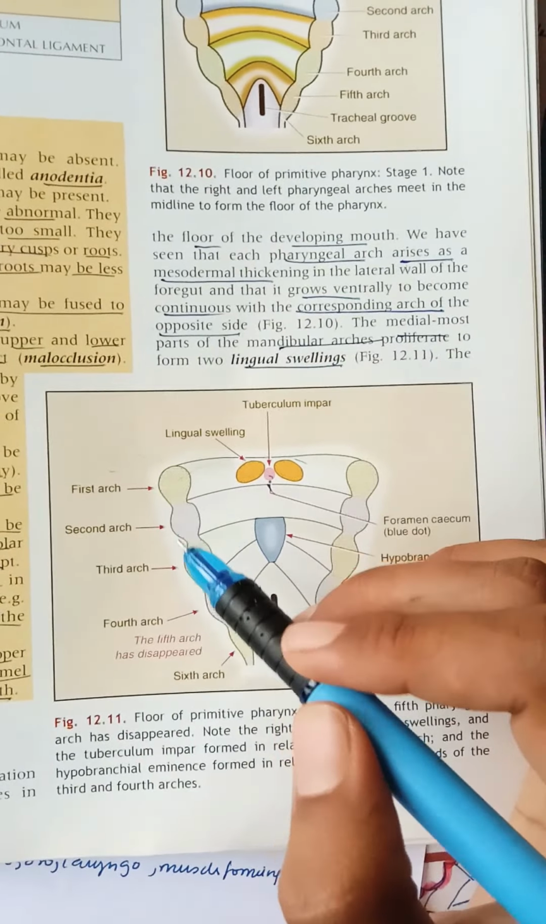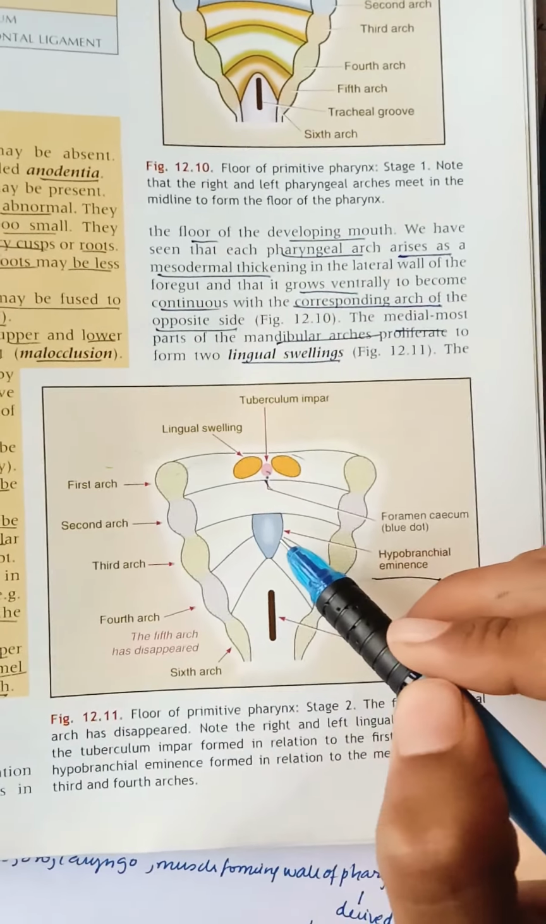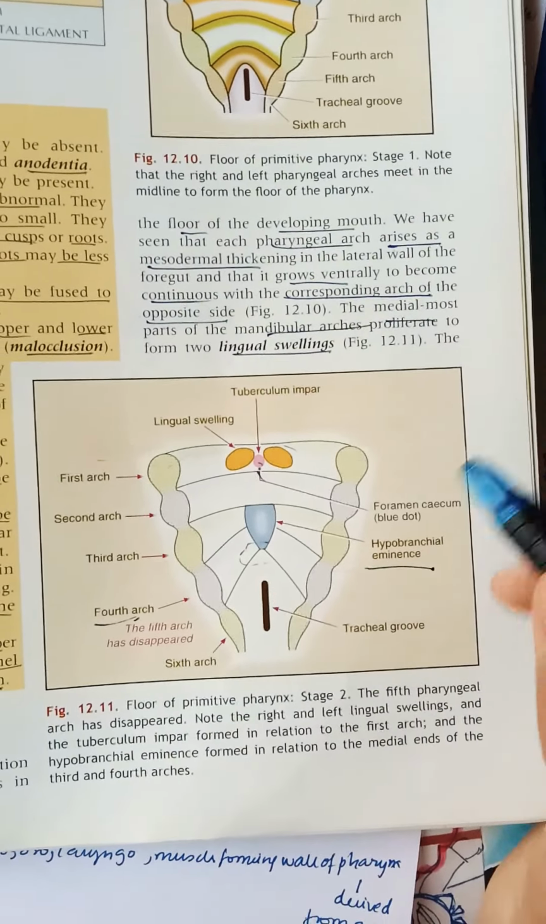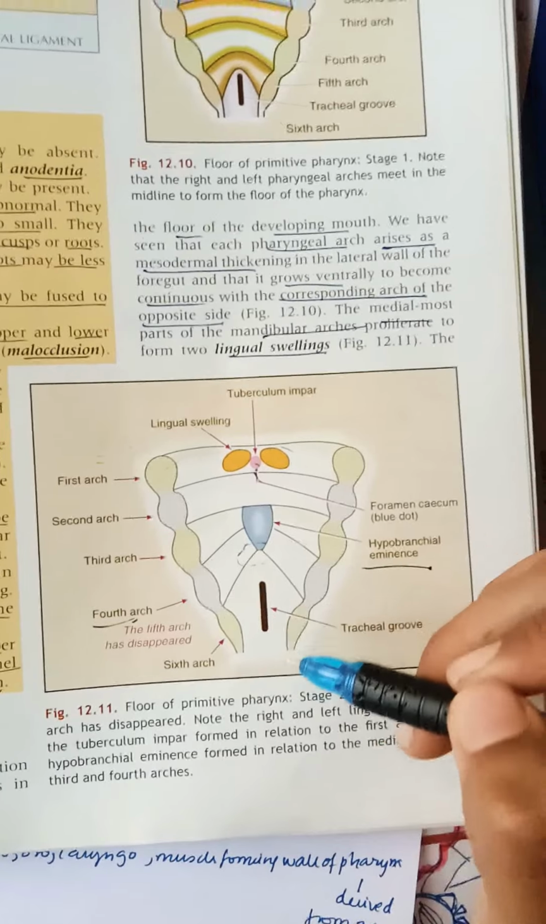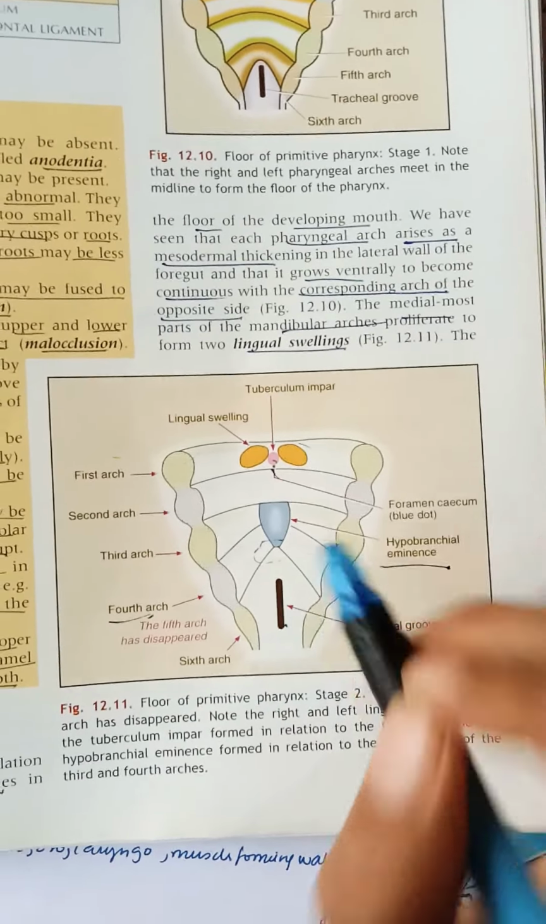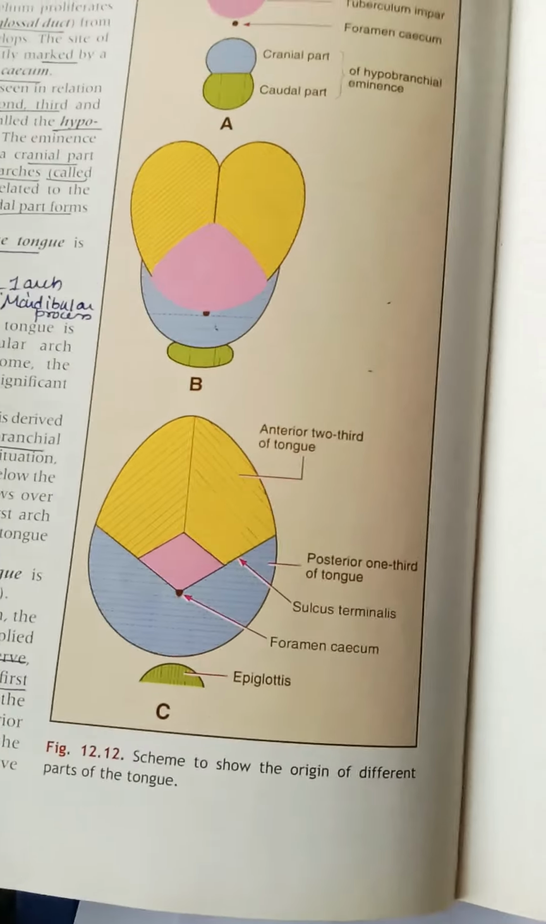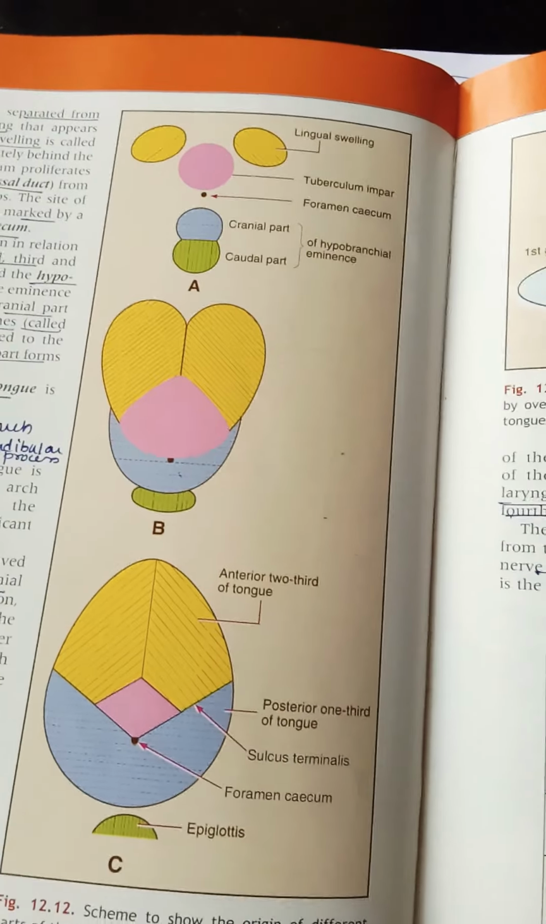and the second and third arches form the cranial part of the hypobranchial eminence, and the fourth arch forms the caudal part of the hypobranchial eminence. And this is the tracheal groove, and this is the sixth arch. The fifth arch has disappeared, we know that. So how is this pharyngeal arch related to the development of the tongue? Now let us correlate here.